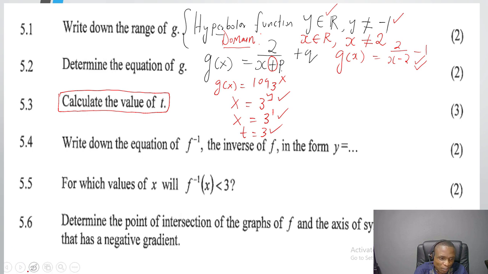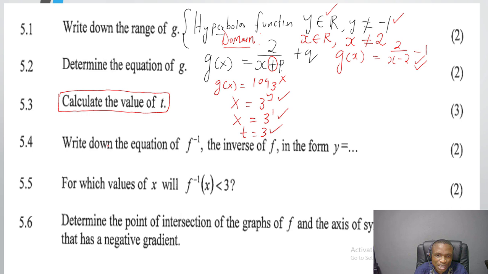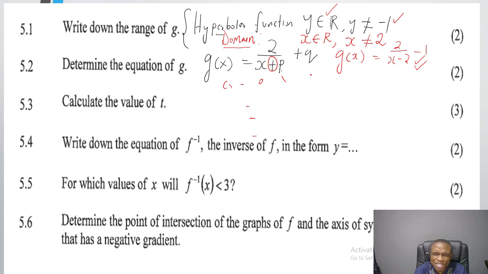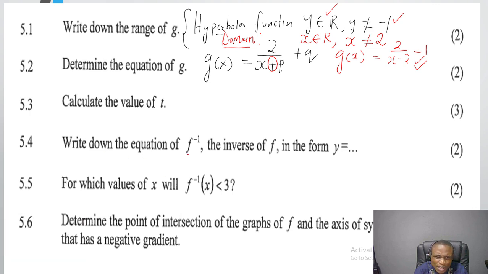Now we are going to 5.4, which is to write down the equation of the inverse. I love this one. They love this kind of question. The equation of the inverse. The inverse of what? Of f. So write down the equation of the inverse of f in the form y equals.